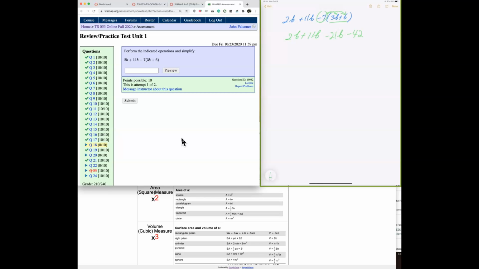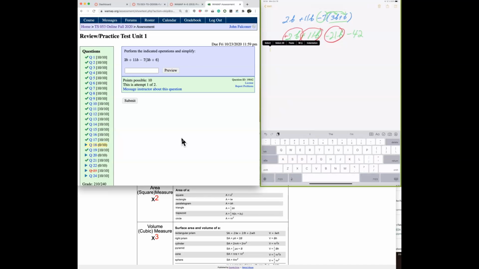All right? So we got rid of all the scary parentheticals, right? So now we've got, and you could put the sign in if you want, positive 2b, positive 11b, negative 21b, and minus 42. And there is no common term, no like term for 42, so it's just by itself. But we can combine 2b and 11b, right? That's going to give us what?